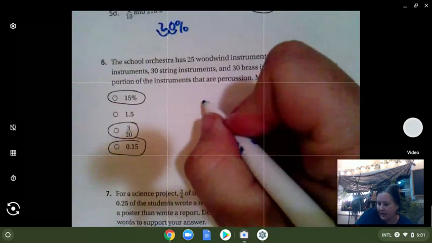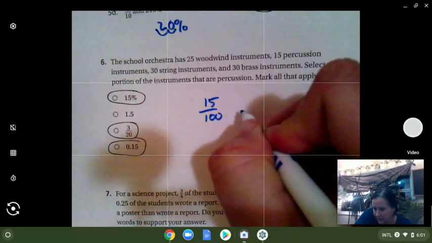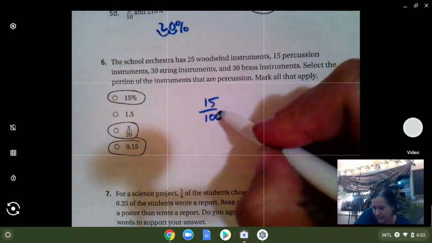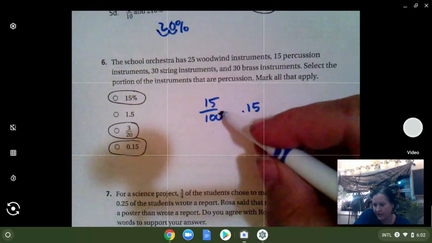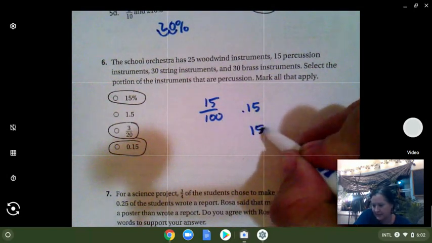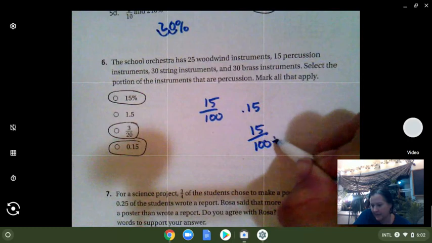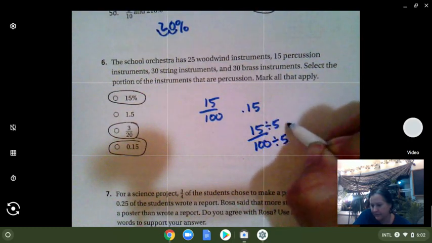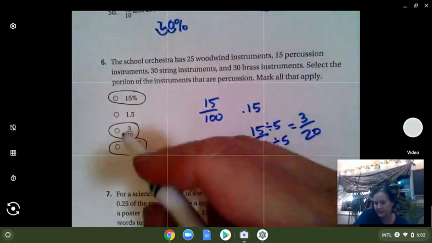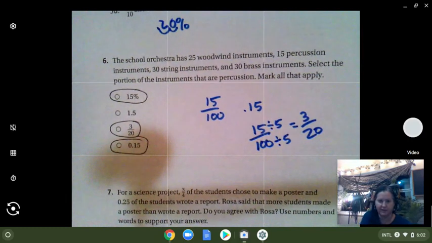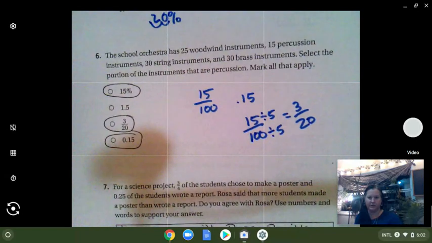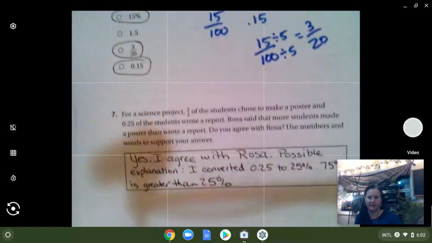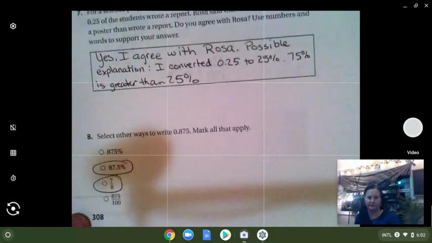So let me write that down. 15 out of 100. 15% is equal to that. 15 hundredths is equal to that. Or if I simplify this, we can divide it by 5. We would get 3/20, which would also be equal. So you want to find all the numbers that are equal to that percentage or that answer. There can be more than one way.